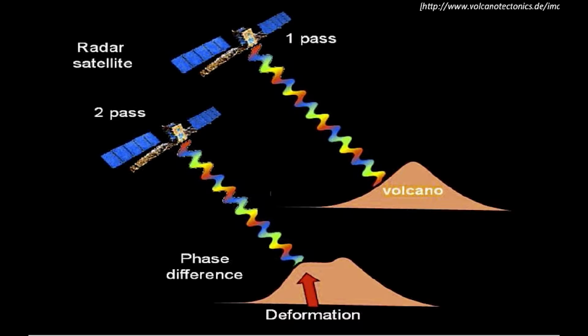The range change is essentially the deformation that's represented in the scene. A range increase is an increase in the distance between the sensor and the ground surface, and a range decrease is a decrease in the distance between the sensor and the ground surface. Therefore, range decrease is uplift, and range increase is subsidence.